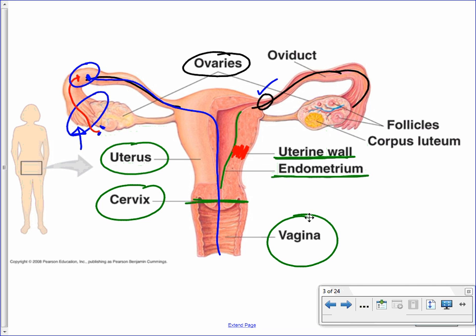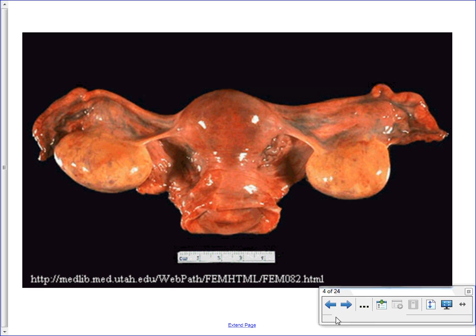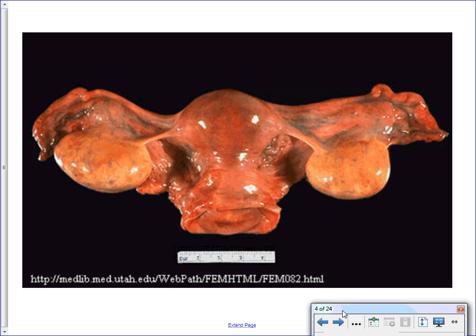So very important, of course, that the egg is drawn into the fallopian tube once it is released from the ovary. And again, that is the function of those finger-like projections, or the fimbriae. This is taking a look at the female reproductive system in a dissected specimen.